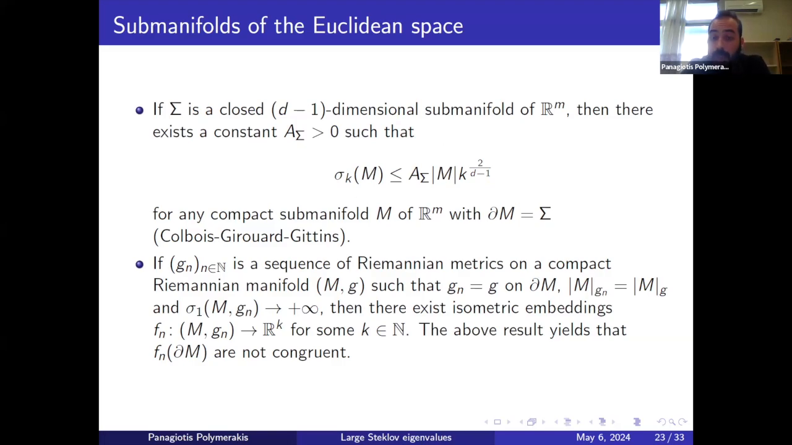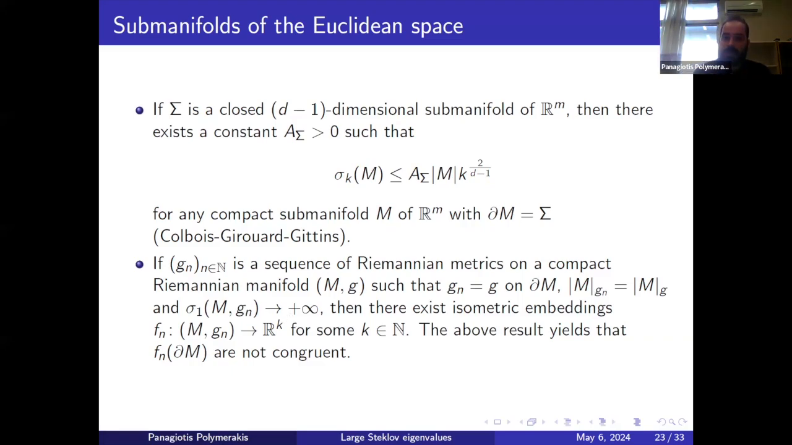And it is quite interesting what is the relation to the first part of the talk, these constructions of metrics which are prescribed on the boundary, have fixed volume, and sigma 1 arbitrarily large. So we have one of the examples that we discussed in the first part of the talk. So on a manifold M, we have a sequence of Riemannian metrics Gn, which coincide on the boundary, have fixed volume, and sigma 1 arbitrarily large.